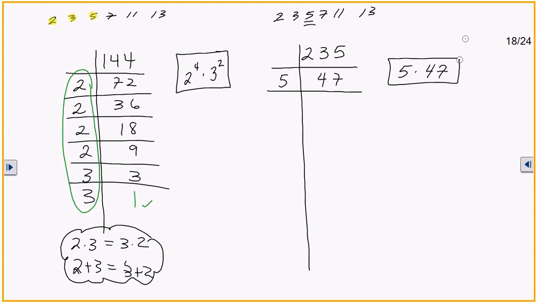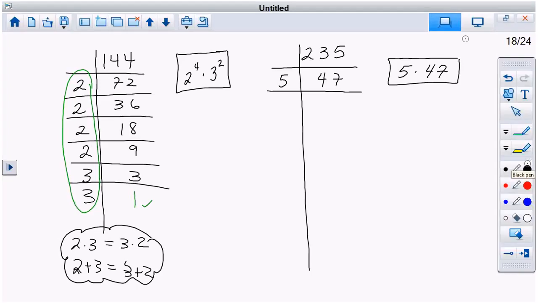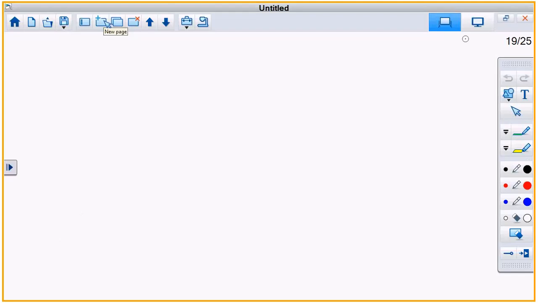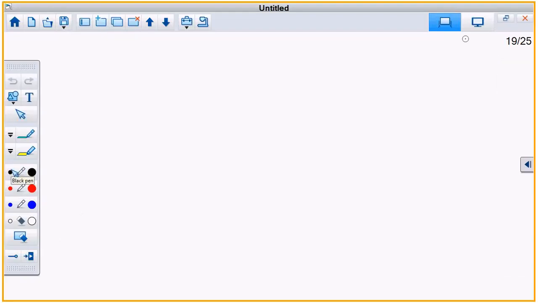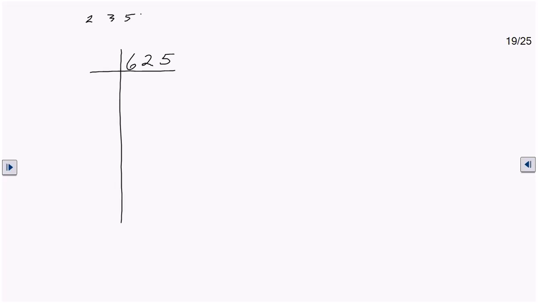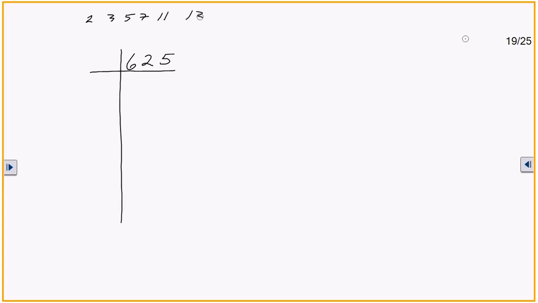All right, let's do another one. Let's go ahead and do a bigger one. Let's do 525. Or let's see, 625. 2, 3, 5, 7, 11, and sometimes 13.